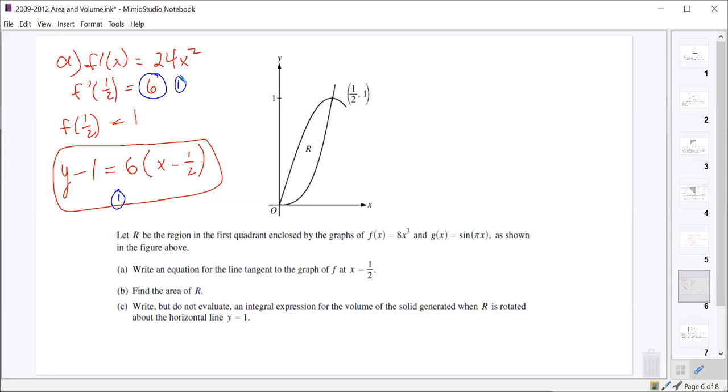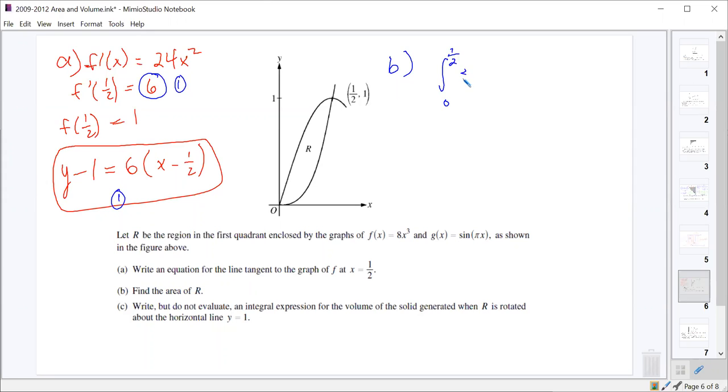Okay. Part B got a little more complicated. We want to find the area of this region. So the area of this region should be an integral from 0 to 1/2, x equals 0 to x equals 1/2. And it should be our upper function minus our lower function. And so which one is our upper function, sine pi x or 8x cubed? Sine pi x.